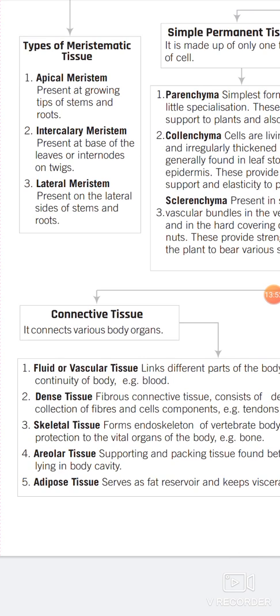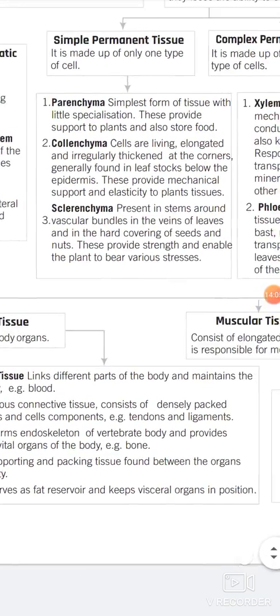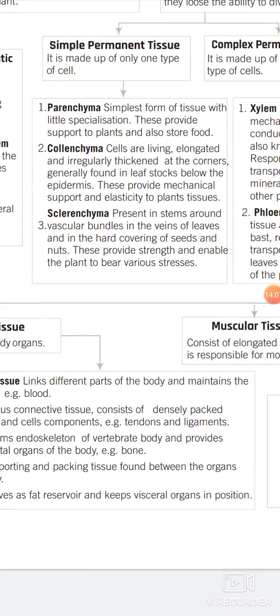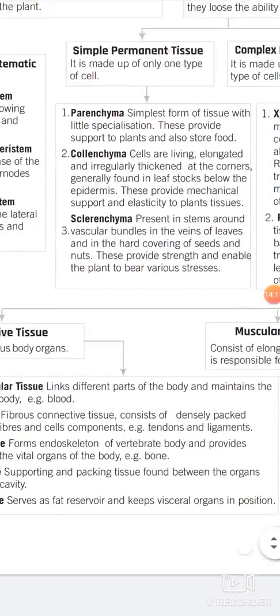And the last is adipose tissue. Adipose tissue is generally present below our skin, and its main function is that it serves as a fat reservoir. It means it stores fat and keeps visceral organs in position. Getting it, dear students? So these are the different types of connective tissue.